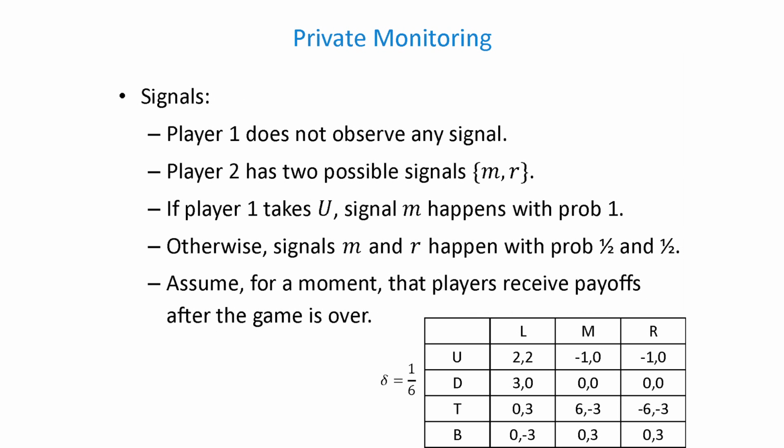So the signal structure is as follows. Player 1 does not observe anything. Player 2 observes two possible signals, m and r. If player 1 takes U, then signal m happens with probability 1, while otherwise these two signals happen with probability half and half. And assume for a moment that the players receive payoffs after the game is over, so there's no belief update from observing the realized payoffs. We can relax this assumption, but just for simplicity. Okay? So basically, if you observe r, we can say that U is not taken. But if you observe m and player 1 is mixing, we cannot tell whether U is taken or not.